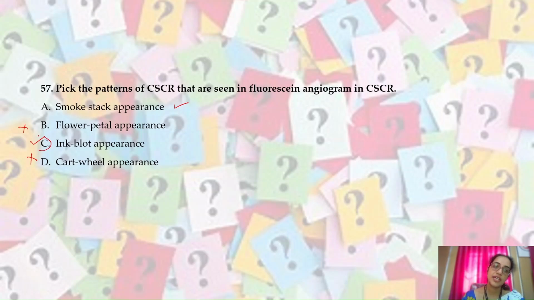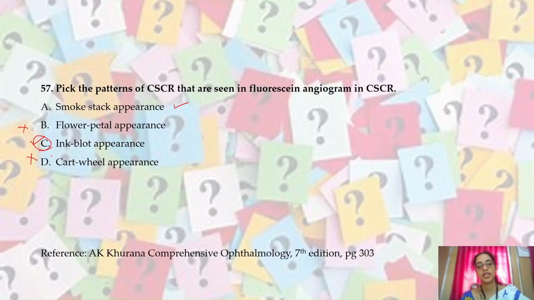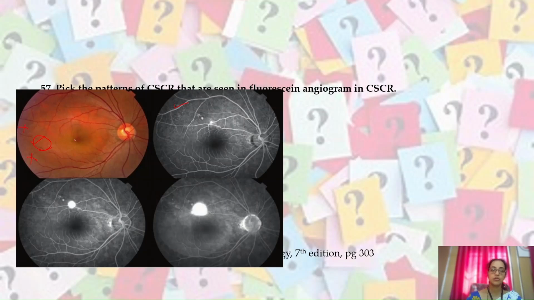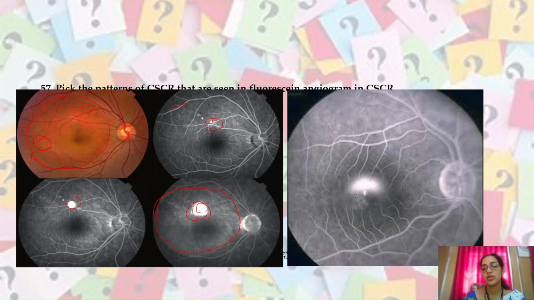The reason why C came first here is that ink blot appearance is a more common finding than the smokestack appearance. So this is how ink blot appearance is seen. If you see, there's a small dot of leakage here, which becomes like an ink blot with time, and the amount of elevation is as big as this. This is the CSCR, and this is the site of leak, which has to be lasered.